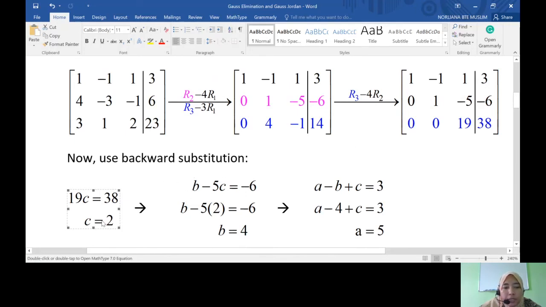Okay, so we know previously C is 2. So plug in this C equals 2 into this equation, then solve for unknown B. Okay, then we have B is equal to 4.